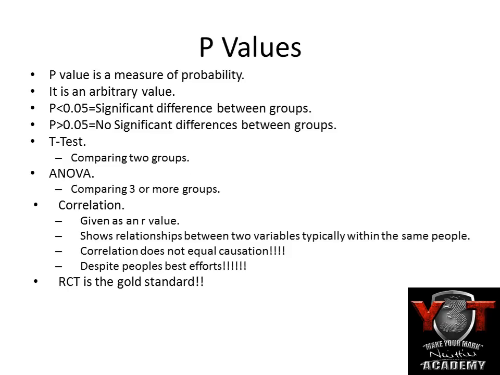So we'll move on to p-values, because these are also listed as well. So a p-value is a measure of probability, but it's actually an arbitrary value. I don't know who it was, but some scientists got together and decided that a p-value of less than 0.05 means there's a significant difference between groups. So a significant difference between groups, at that level, means that there's a 95% chance that the results you found are because of the experimental effect, and there's a 5% chance that you found the result by accident.